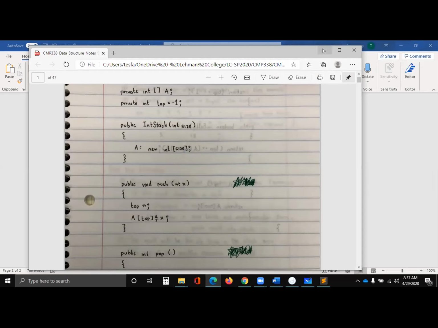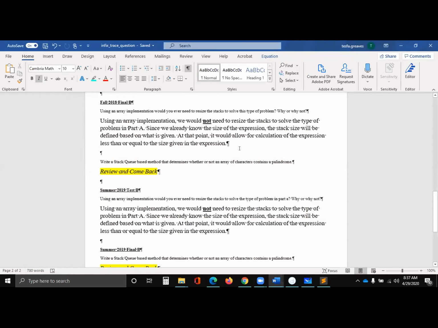So there wouldn't be any need to resize it, in my mind. That's the way I thought of this question right here: using an array implementation, would you ever need to resize the stacks to solve this type of problem? Why or why not? That's my thinking behind it. You could tell me if I'm wrong. The time was around 34 seconds in the video. Just let me know what you guys come up with.